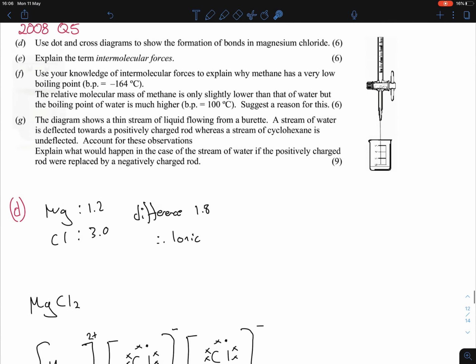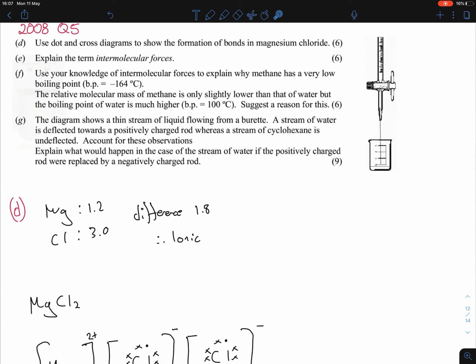So look, we have F done there now. G. The diagram shows a thin stream of liquid from a burette. A stream of water is deflected, whereas a stream of cyclohexane is undeflected. Account for these observations. Again, it's got to do with polarity. If it's polar, it will be deflected. If it's non-polar, it will not be deflected. So therefore, water is polar and cyclohexane is non-polar. So that's all you have to say.